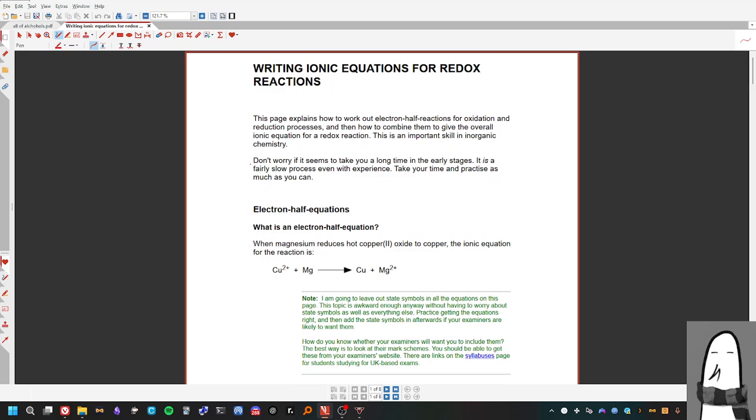If we're talking about electron half equations for oxidation-reduction processes, which is basically why we're here for the oxidation specifically, we need to learn how to combine them to give the overall ionic equation for a redox reaction, and it's an important skill in organic chemistry. This is for inorganic chemistry, although we are doing this for organic chemistry.